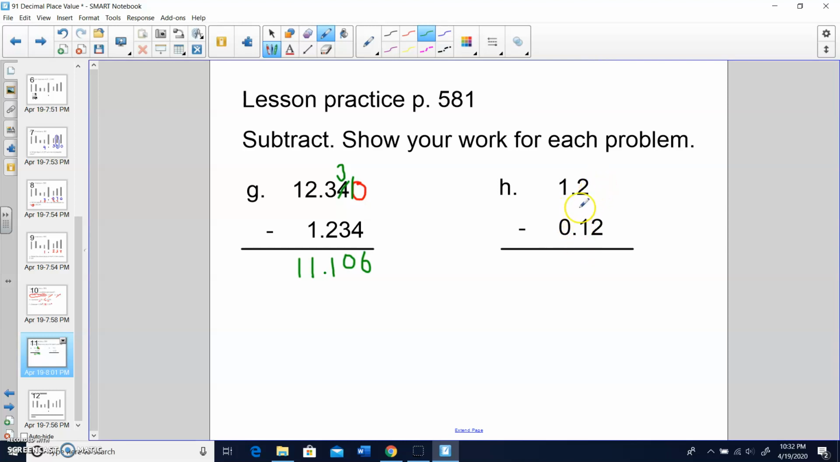Okay, my decimal points look lined up. My tenths place, my hundredths place, except for I don't have anything in the hundredths, so I'm going to add a 0 to show that I don't have anything there. Okay, now I'm going to subtract 2 from 0. Well, I can't do that, so I'm going to borrow, and this guy becomes a 1, and I'm bringing 10 over. So 10 minus 2 is 8. 1 minus 1 is 0. Decimal point comes straight down. 1 minus 0 is still 1.